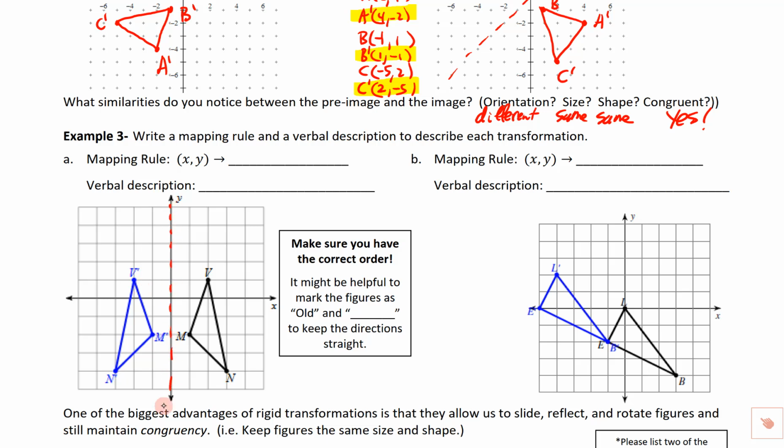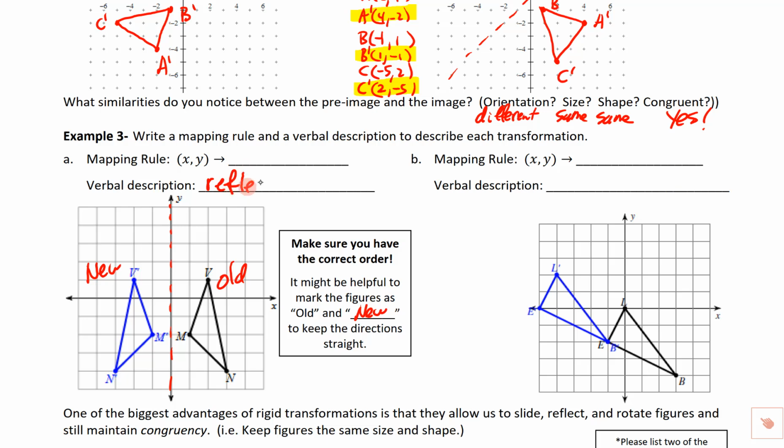These are mirror images of each other. Okay, so if this is the old one and this one here is the new one, we can keep things straight. This one got flipped over here, this one got flipped over here, and that one got flipped over here. So what we have is a reflection across the y-axis.